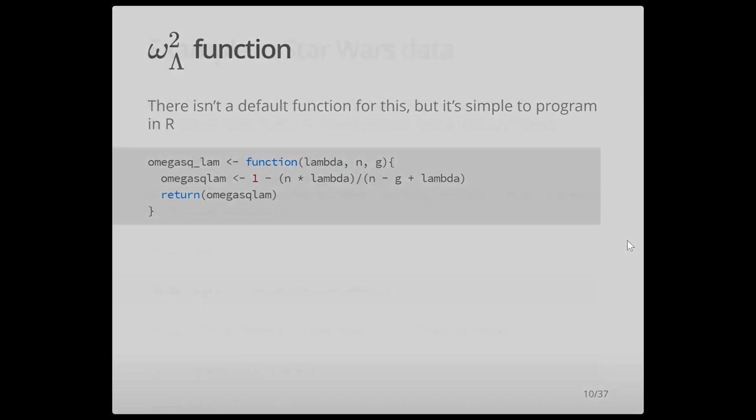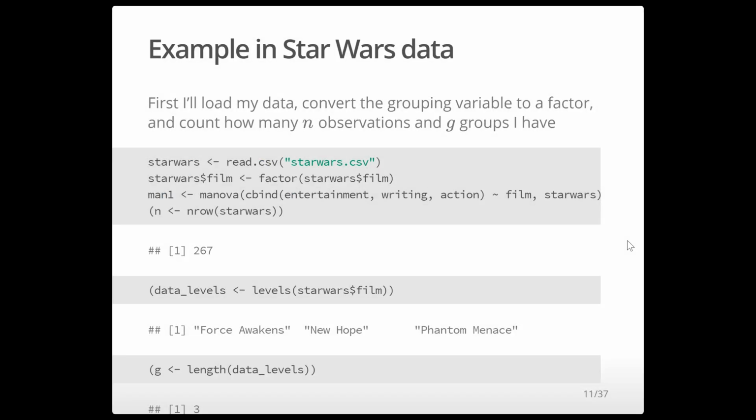So let's take a look at an example using the Star Wars data we saw last week. I'll load up my data and convert my grouping variable to a factor just to make life easier. I'll run my MANOVA. I'm also going to count the number of observations and the number of groups. That's going to be 267 and 3.